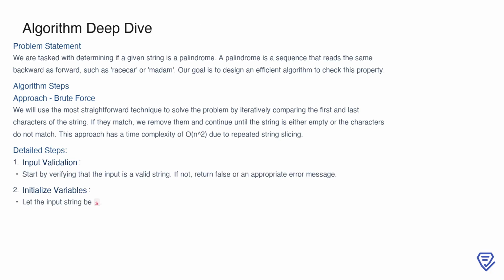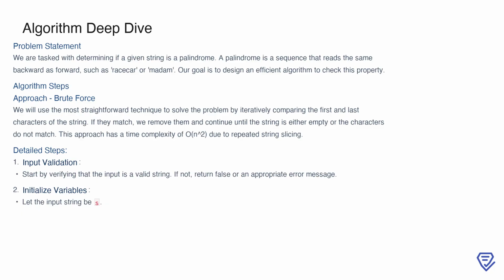To determine if a string is a palindrome, we need to check if it reads the same forward and backward. Examples include words like racecar and madam. The task is to design an efficient algorithm to perform this check. One simple approach is a brute force method.